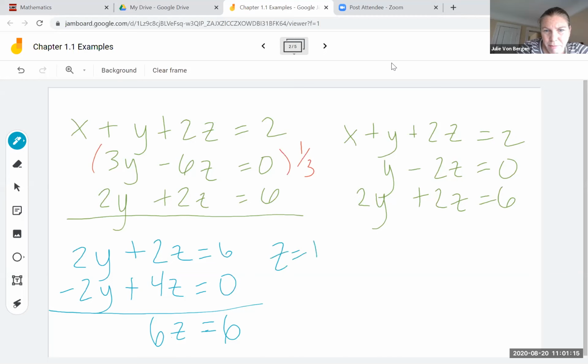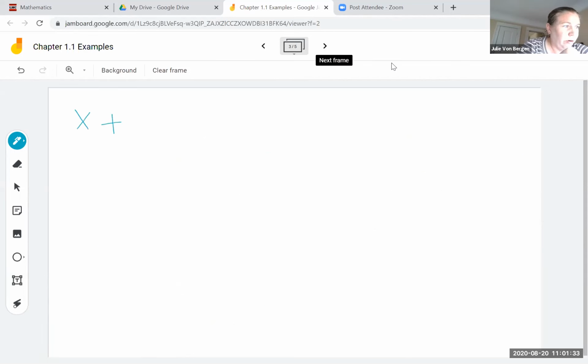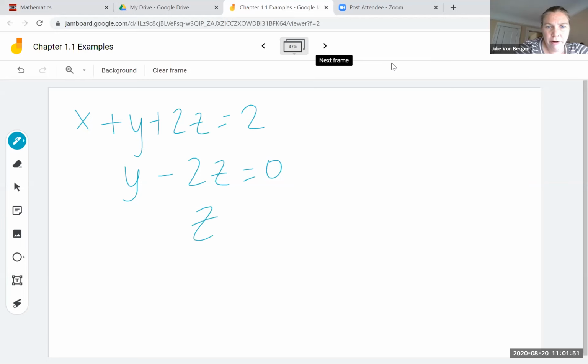So you can see it's easy to make calculation errors here. And so actually we are going to be working with computers more often because that's a more efficient way to solve these equations. So now let's rewrite our system. So we've got now our lead equation is still x plus y plus 2z equals 2. Our second equation is y minus 2z equals 0. And now we've got z equals 1 for our third equation.